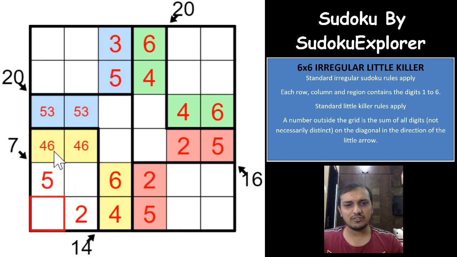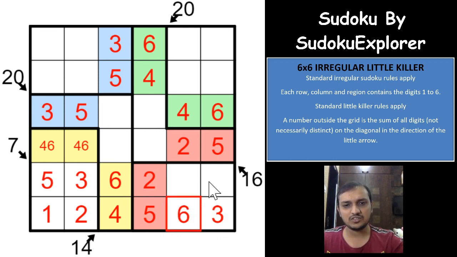So 1 and 3 are pending. So this would be 3, this would be 5. This gives you a 1, this gives you a 3. And 3 and 6 are remaining. So this would be 3, 6. 1 and 4 is remaining. This would be 1 and 4. 1 and 2 is remaining. Now, okay, 3 and 5 is remaining.